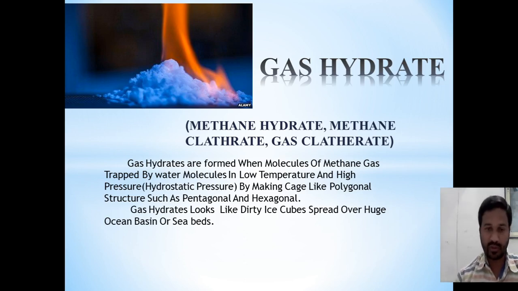We are going to talk about that. Under low temperature and high pressure, these water molecules make cage-like polygonal structures, which may be pentagonal and hexagonal. These cages look like dirty ice cubes, as I'm showing on this slide, dirty ice cubes spread over huge ocean bases or seabeds.